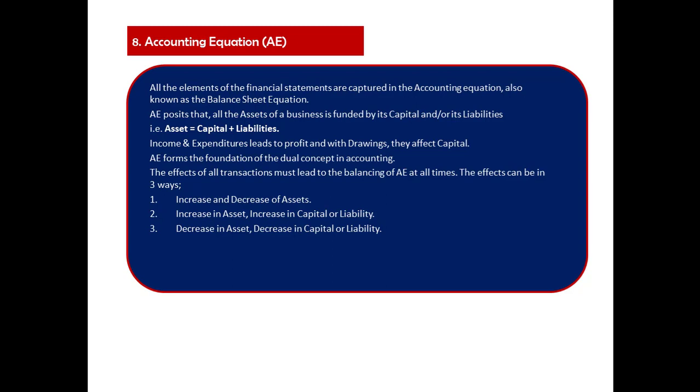So income and expenditures lead to profits, and drawings affect capital. So when you have an income and expenditure and you put them in the statement of profit and loss, you derive a profit. The profit is moved into the balance sheet to be added to the capital. When you also have drawings and dividends, they will also affect the capital. So you see how all the elements of the financial statement are captured in the accounting equation. The accounting equation hence forms the foundation of the dual concept, which we'll be discussing next.